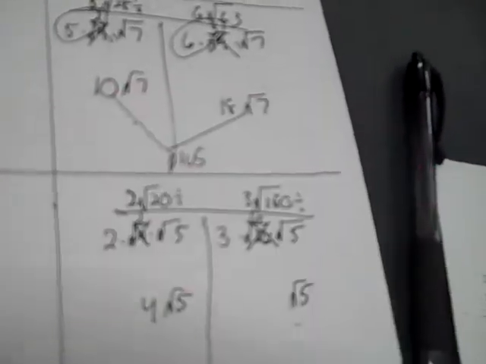Okay, and again, the square root of 36 is 6. Okay. So I have the square root of 5, just like I have over here, so that's good. Then I take 3 times 6. That's 18.